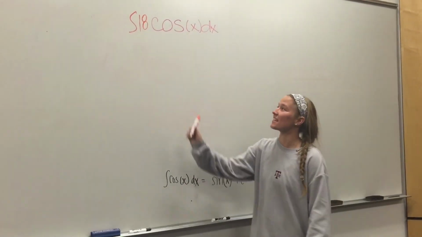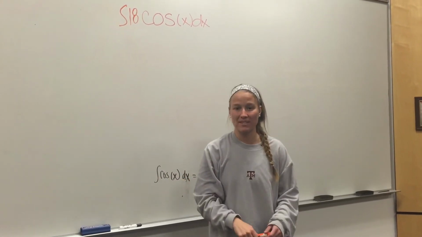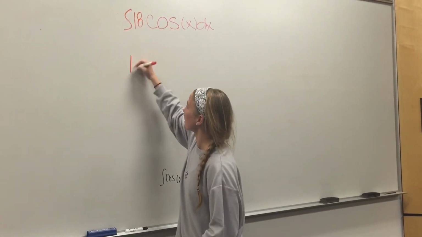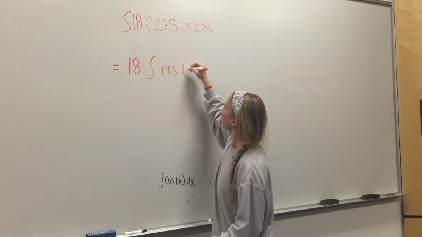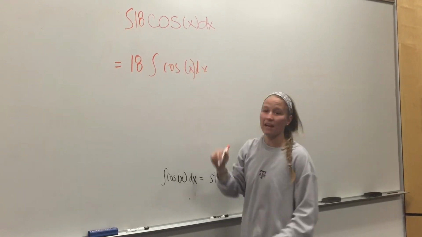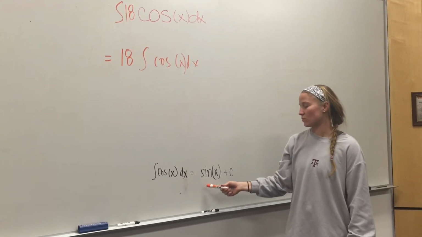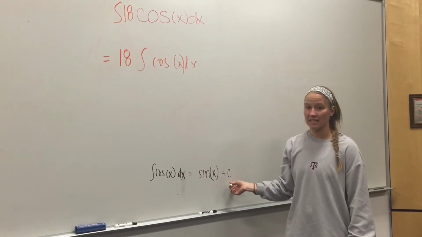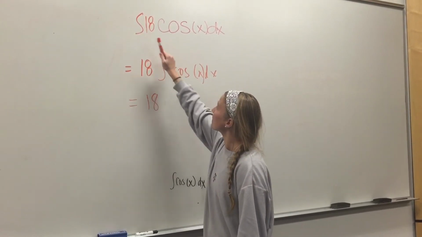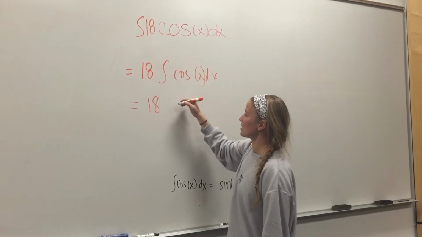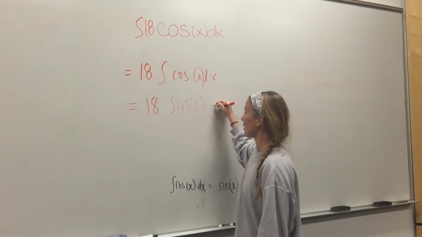Another example of this is the integral of 18 cosine of x dx. Like Brittany said, the first step is to take out the constant. So we put the 18 on the outside, integral cosine of x dx. And because we already know one of our toolboxes is cosine of x dx equals sine of x plus c, we can assume that the integral of 18 cosine of x equals 18 sine of x plus c.